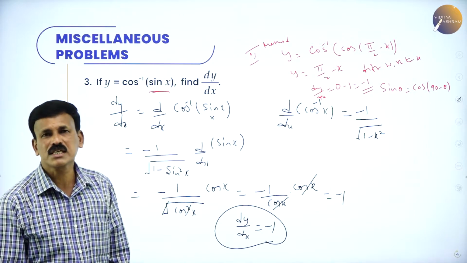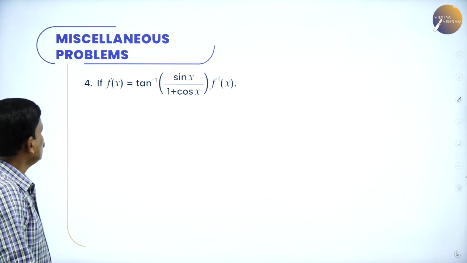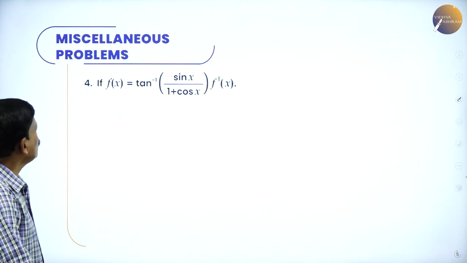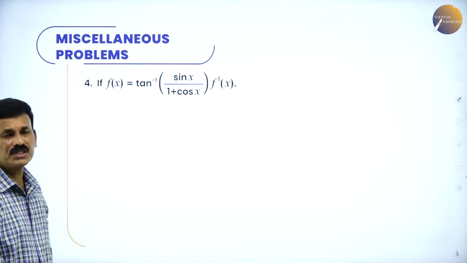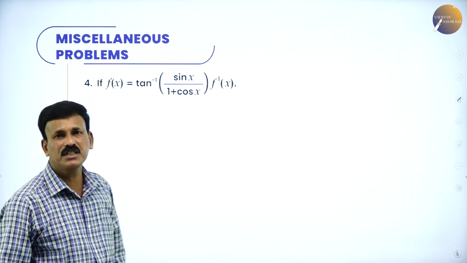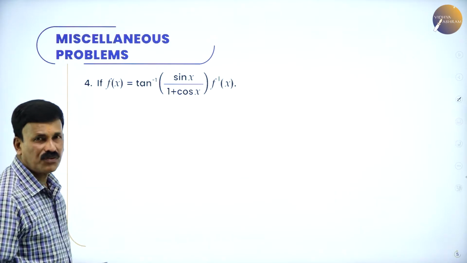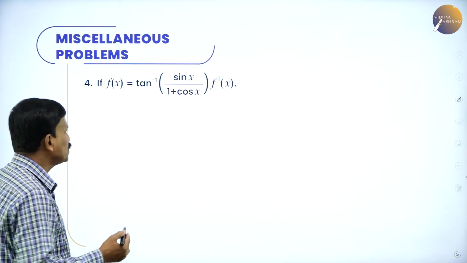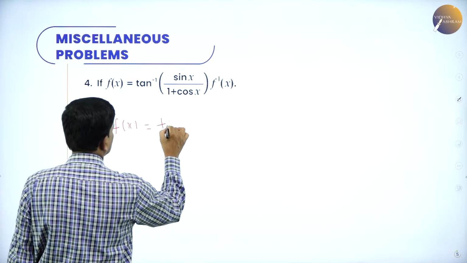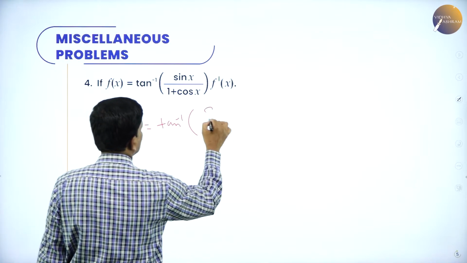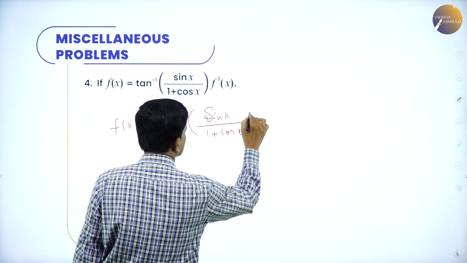Now let us come to the next problem. What is the problem given? If f of x is equal to tan inverse of sin x divided by 1 plus cos x, find f dash of x. You know f dash of x is nothing but the derivative of the function. Now, convert this to the simplest form using trigonometrical identities or ratios. What is given? f of x is equal to tan inverse of sin x divided by 1 plus cos x.